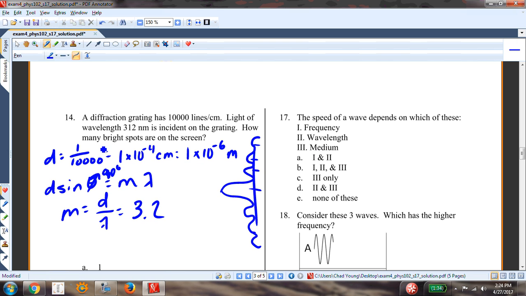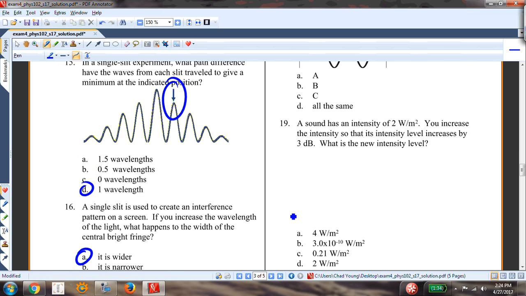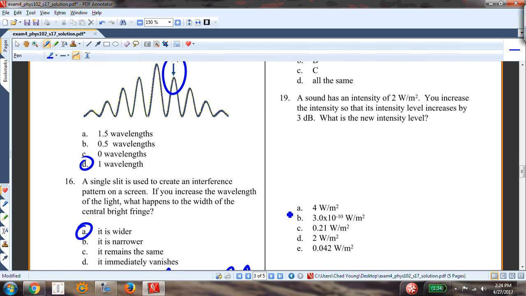Speed of the wave depends on which of these? Speed of the wave only depends on the medium, so C is right. Which has the higher frequency? This one, A. Sound has an intensity of 2 watts per square meter. You increase the intensity so that its intensity level, that's the number of decibels, increases by 3 decibels.